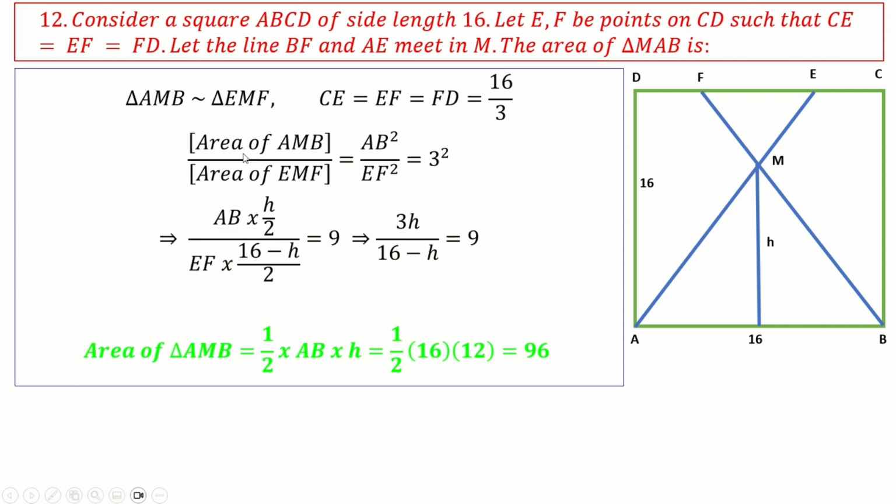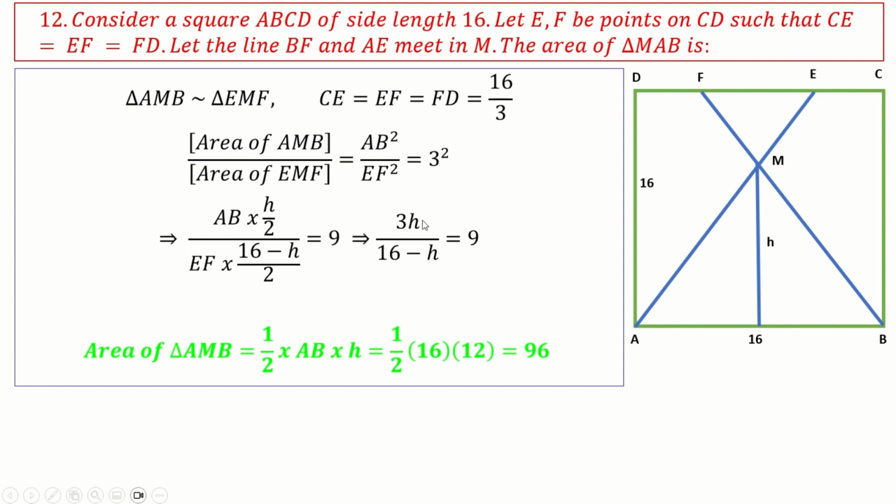Now, area of AMB, how can we get? It is also equal to 16 into H by 2, correct? AB is nothing but 16. So 16 into H by 2 divided by area of EMF, which is 16 by 3 into 16 minus H by 2. This is correct. The remaining is 16 minus H because each side is 16, right? So 16 by 3, that is EF, into 16 minus H by 2, which is equal to 9, 3 square, right?